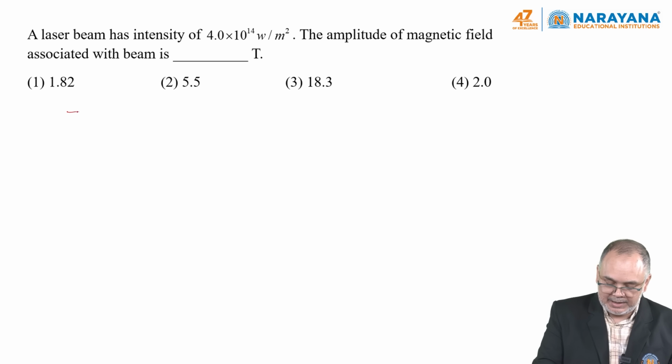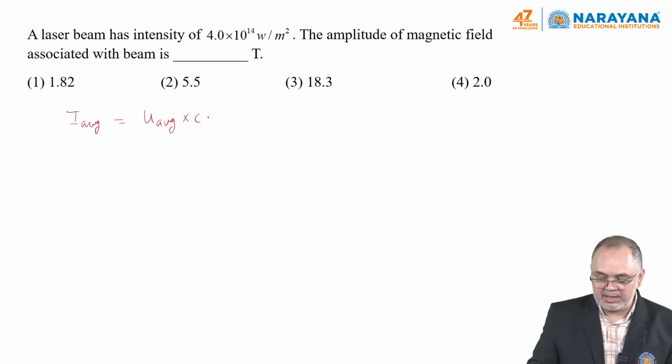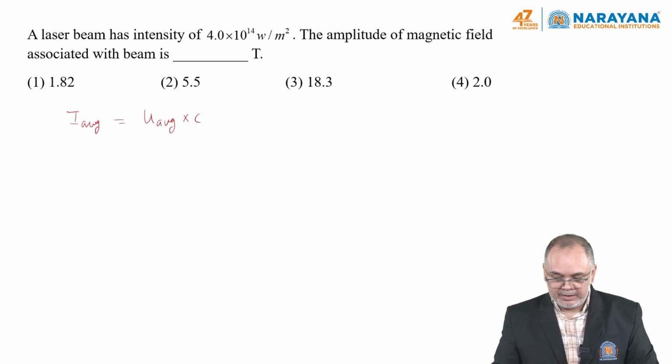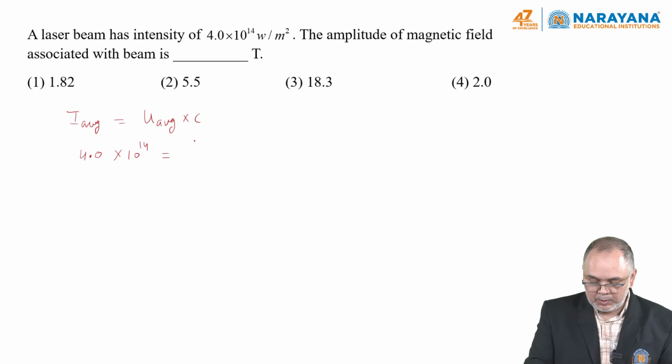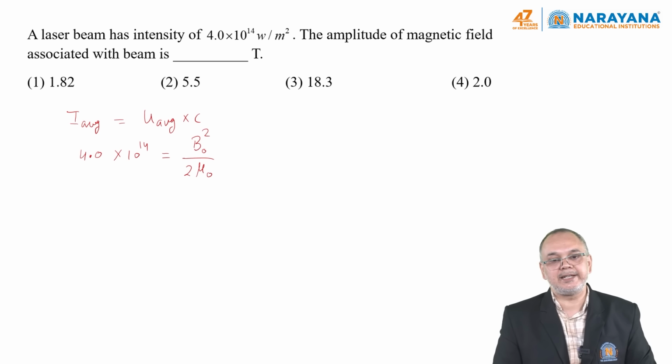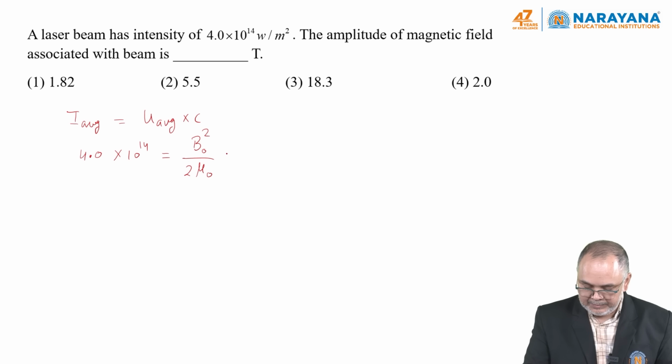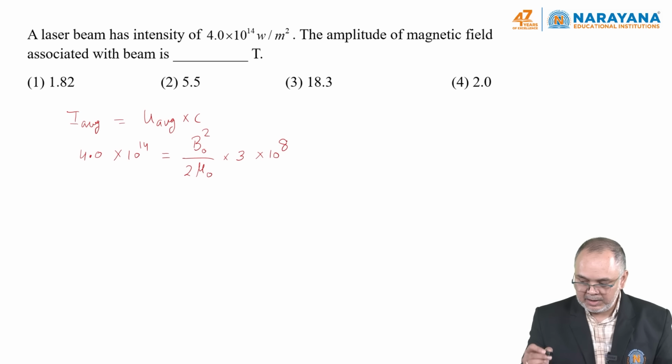So we can write intensity I average will be equal to U average into C. Here this I average is given 4.0 into 10 to the power 14, which is equal to U average, we can write B naught square by 2 mu naught, that is the average energy density over here, into C, that is 3 into 10 to the power 8.